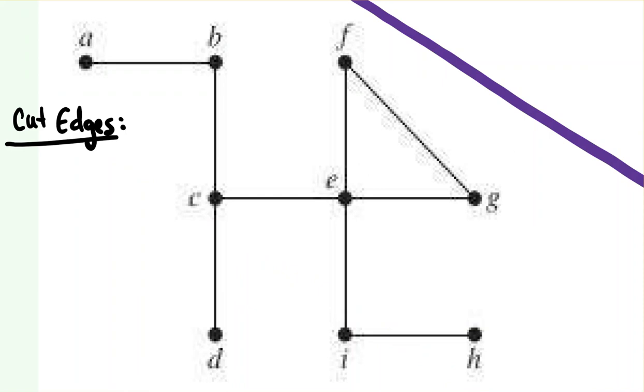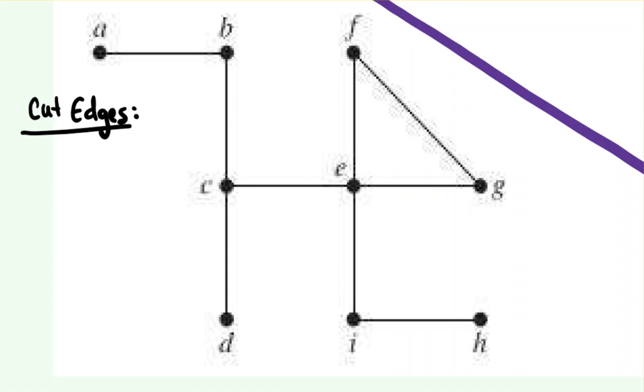Now for this example, we want to identify the cut edges. We can go through this systematically, just asking ourselves, if I remove this edge, is the graph still connected? Imagine if we got rid of the edge A to B. This would make the graph disconnected because we'd have a part of the graph A by itself, completely separate from the other part of the graph. That means AB is a cut edge.